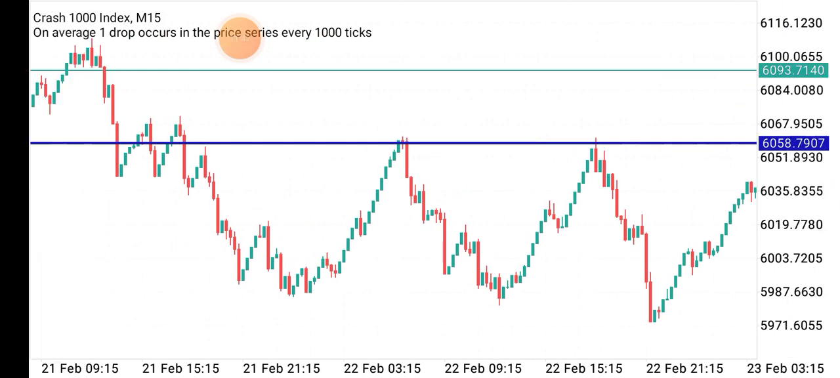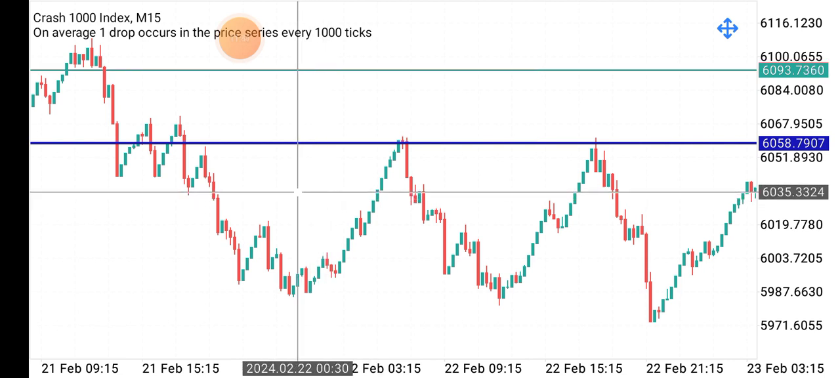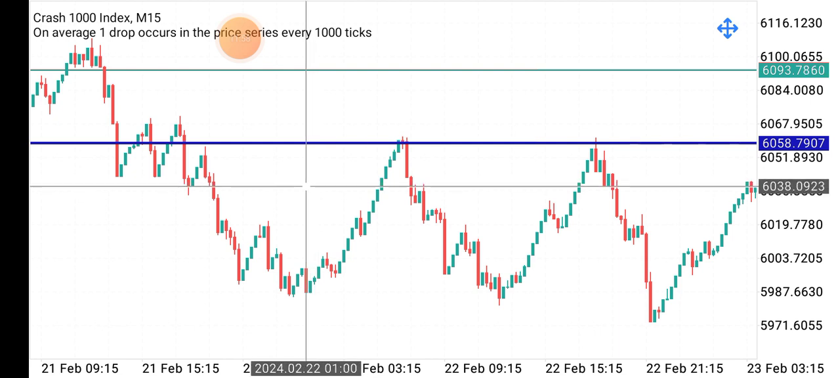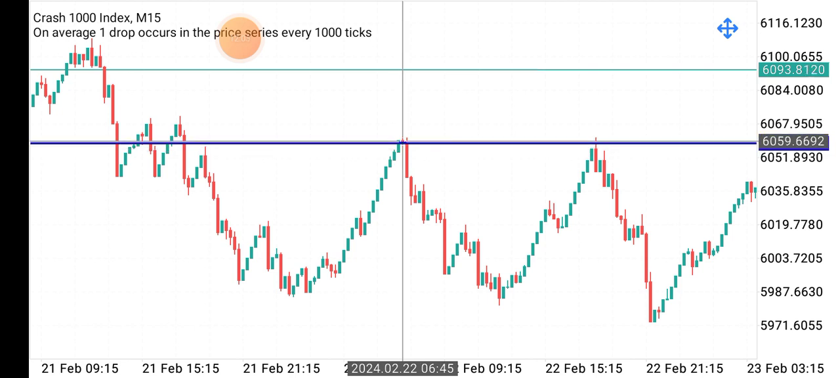You can see that this is the 22nd of February. Go down, this 22nd of February. This is where it started. That's where it opened. It came up to this particular level where we put the horizontal line about 6:45 a.m. Then when it got to that level, you see the reaction.